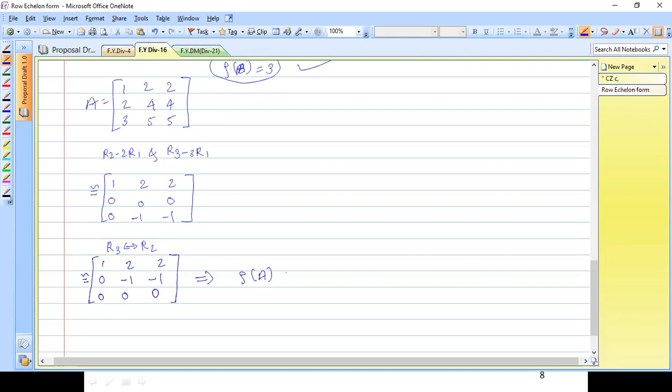2. Why is it 2? Sir, that is the number of non-zero rows. Yes, non-zero rows. So this row is a zero row. This row is a zero row. So how many non-zero rows do we have? The first one and the second one. So rank is 2.